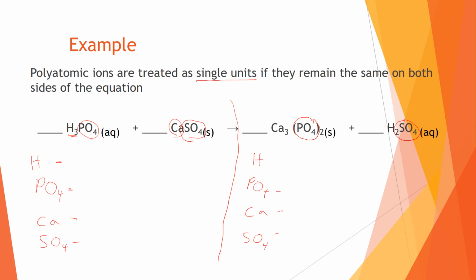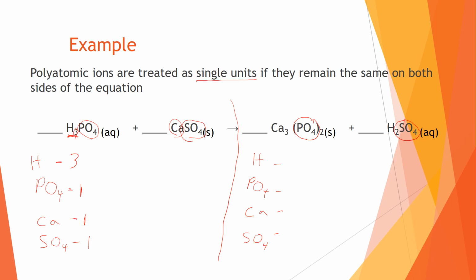Okay, so now we go and count them. On this side here, this 3, this subscript, only applies to the hydrogen. So I have 3 hydrogens over here. There's no brackets around the PO4, so there's only one PO4. No number next to the Ca, so there's only one Ca. And again, no brackets around the SO4 or anything, so there's only one SO4 on this side.